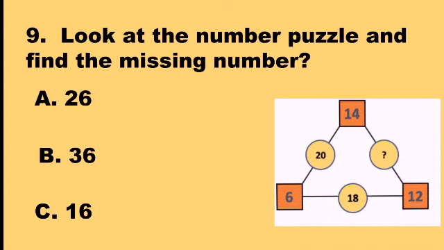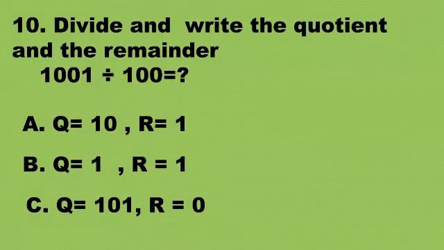First of all, see, it's a triangular shape, and in the vertex positions the numbers are 6, 12 and 14, and in the middle circles it is written 18 and 20. One more circle is there which is not given, which you have to find out. So what will be the correct answer? Option A 26, option B 36 and option C 16. So find out the answer. How you will find it, I will not tell you, because it's a number puzzle.